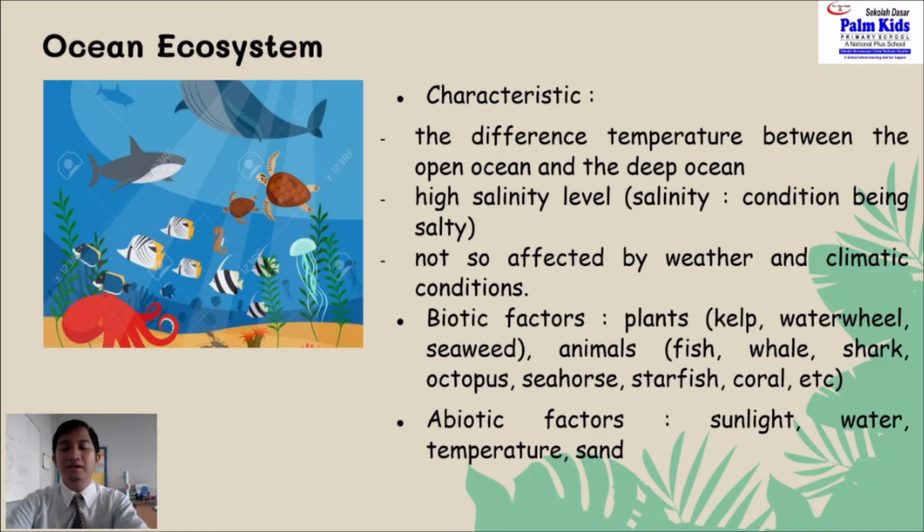Now, the abiotic factors are sunlight, especially in the open ocean. However, this sunlight does not really reach the deep ocean, which means that it is very dark in the deep ocean and the sunlight cannot penetrate or light the deep ocean. There's water, of course, temperature, sand, salt, and so on.